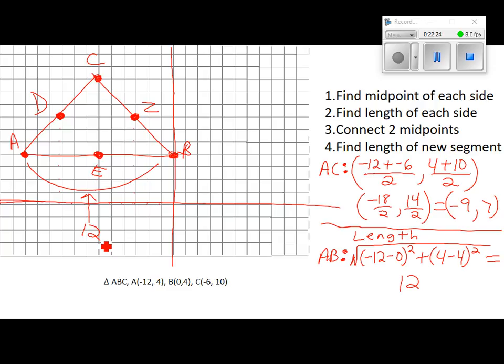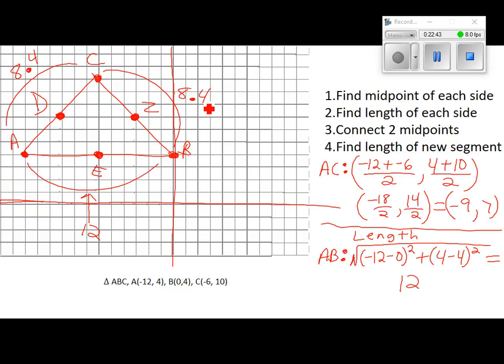Anybody get segment AC? What'd you get? 8.4. 8.5. Somewhere close to that? We'll go with 8.4, close enough. Anybody get segment CB? So what's that tell us about this triangle?